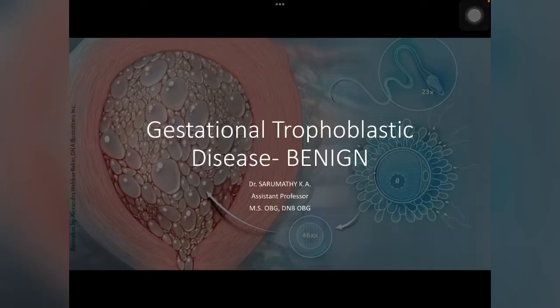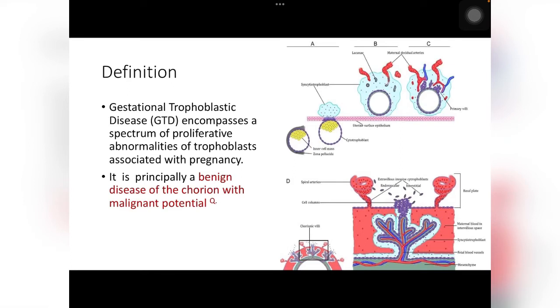Hi everyone, today we'll be learning about gestational trophoblastic disease. So gestational trophoblastic disease is mainly a proliferative abnormality of the trophoblast.